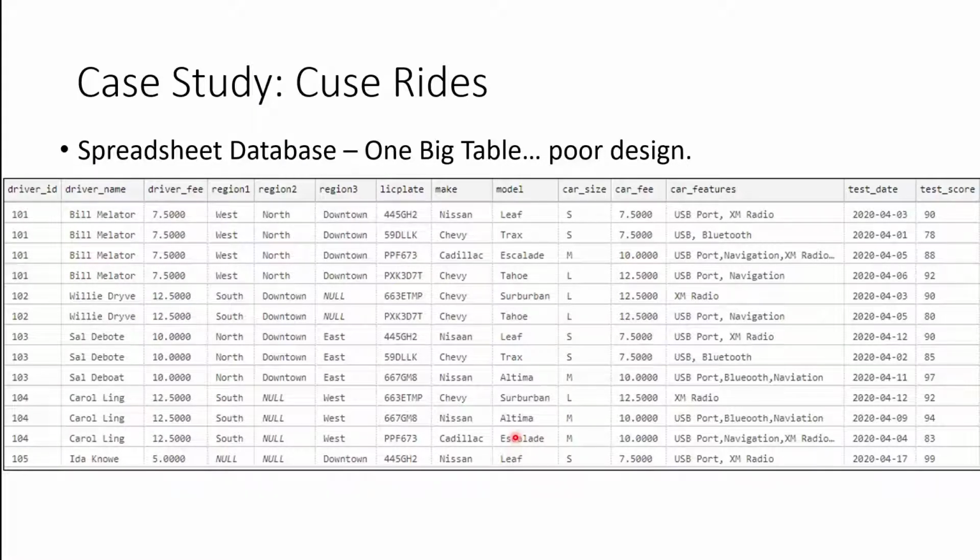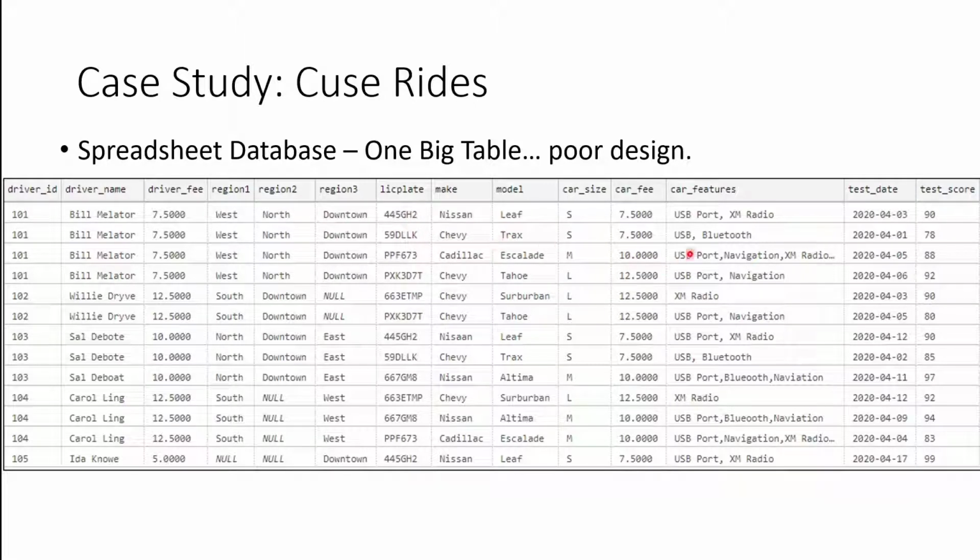So here's our case study, Cuse Rides, and this is a table. And the database is a very bad design. All of the data is in one table. Imagine they started this application using a spreadsheet, just keeping track of people like this person, Bill Me Later, and then Bill Me Later got a 90 on the exam to drive this Nissan Leaf, and that's the date. And then later, Bill Me Later got a certification exam. He got a 78 on it for this Chevy Trax.